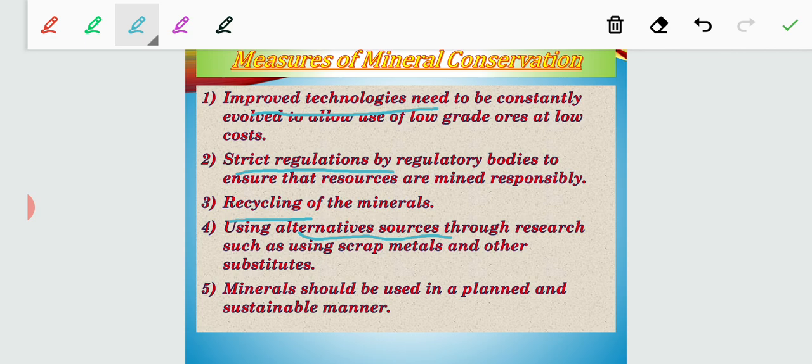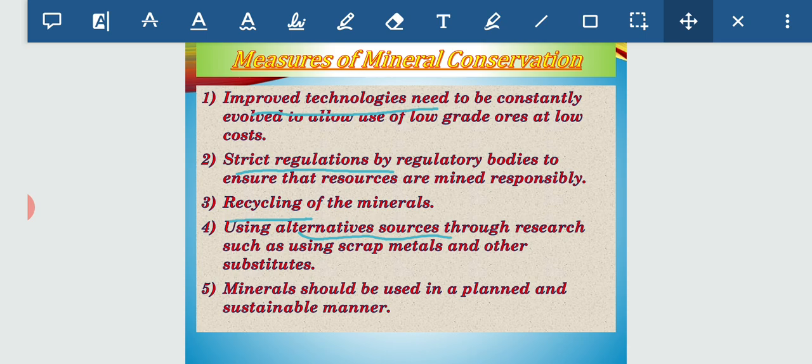And lastly, minerals should be used in a planned and sustainable manner. So, this is the most important way to conserve the mineral, that the utilization should be very much planned and it should not only meet the demands of the present generation, it should think for the future generation too, that is, in a sustainable manner. So, in this way we can conserve the mineral resource. These are the measures of conservation of mineral.